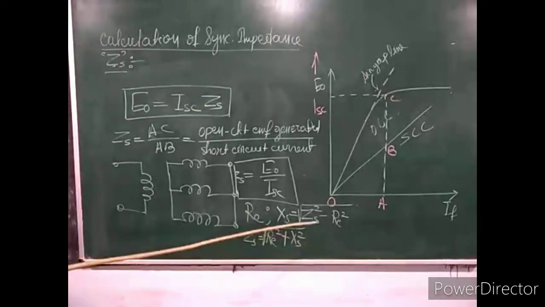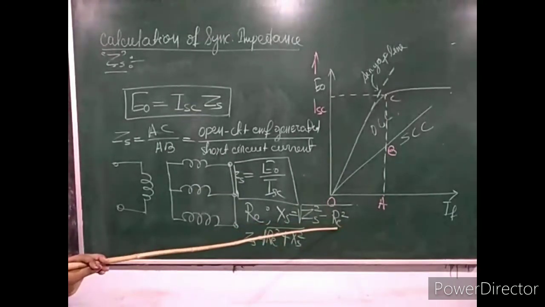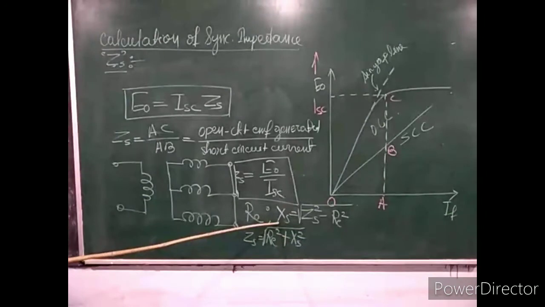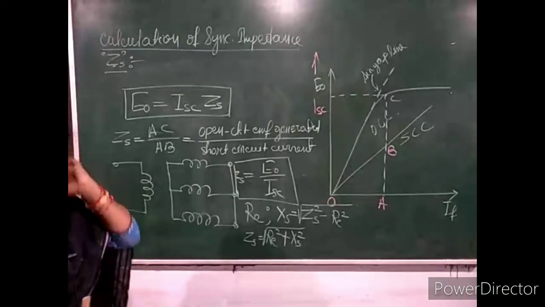In the general case, the effective resistance of the armature winding is very small, and in that case the synchronous reactance is equal to the synchronous impedance. So this is the total description of how to find the synchronous reactance.